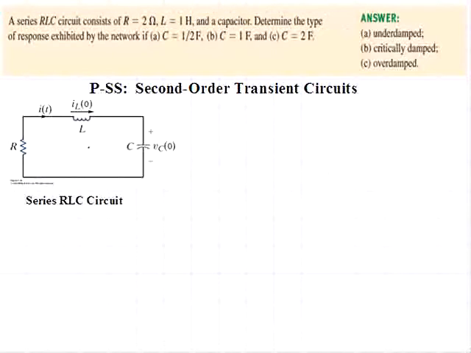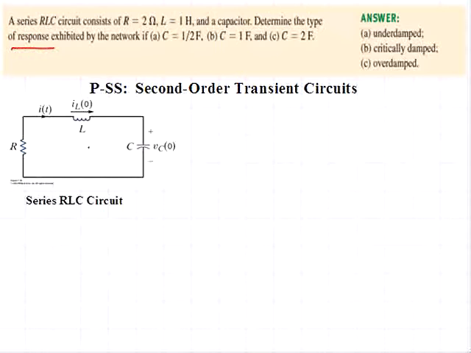This is Learning Assessment Problem 713. The problem-solving strategy here is to consider this second-order transient circuit, which is a series RLC circuit, and determine the response exhibited by this circuit. In other words, determine the damping condition in the circuit.